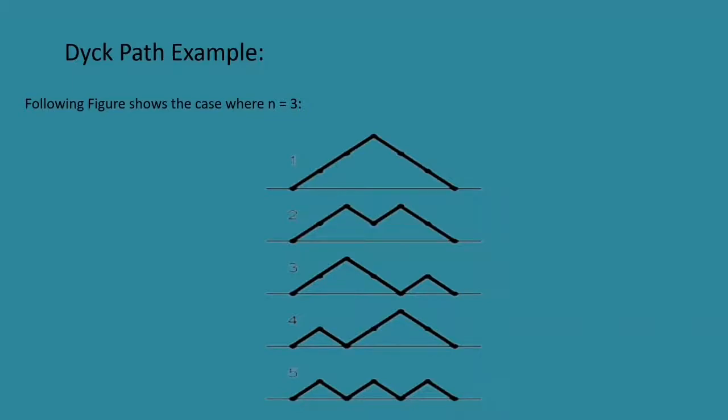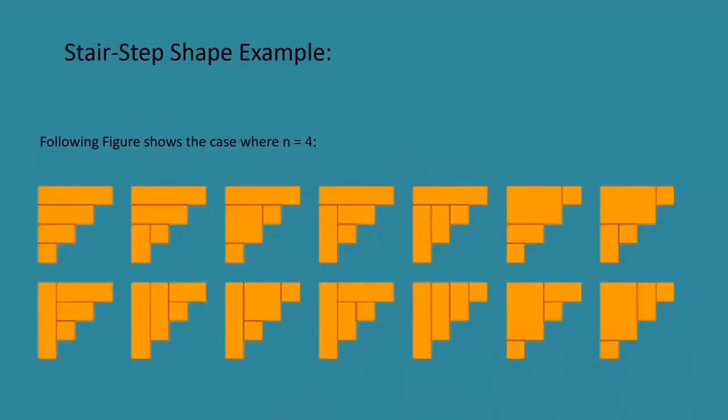The last example we are going to discuss is the number of ways that we can tile a stair-step shape of height n with n number of rectangles. The following figure shows all the possible figures for the case of n equals 4. So each figure shows there are a total of 4 rectangles because n is equal to 4.